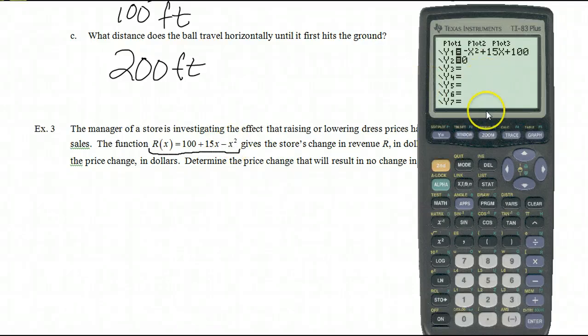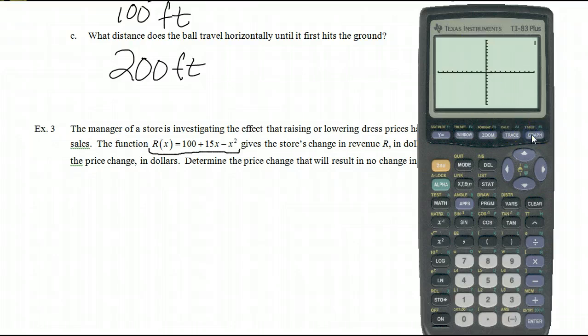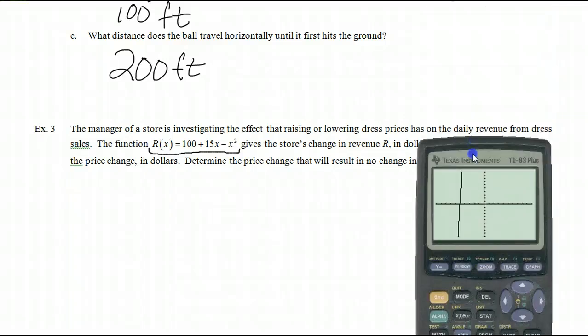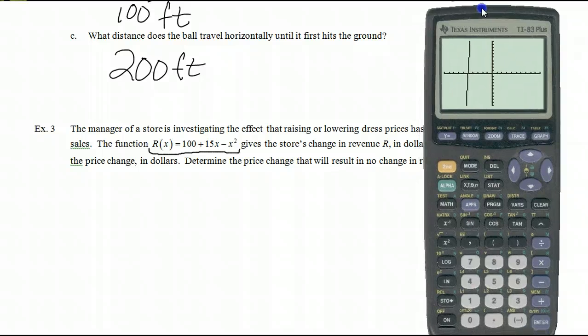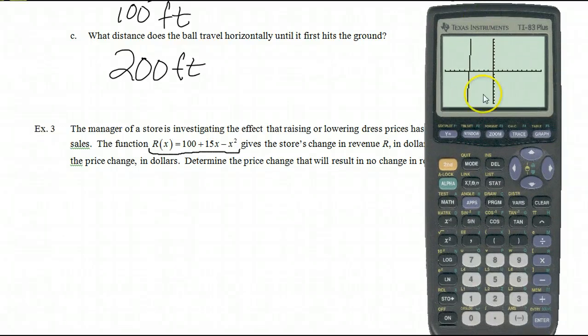When I graph this, what's no change in revenue? That will be a y value of 0. So let's take a look at the graph. It goes up. Now we can see we have some negative here. Do we want a negative x value? Yeah, because, let's take a look, what's x? Where x is the price change in dollars. We could have a negative price change and also a positive.